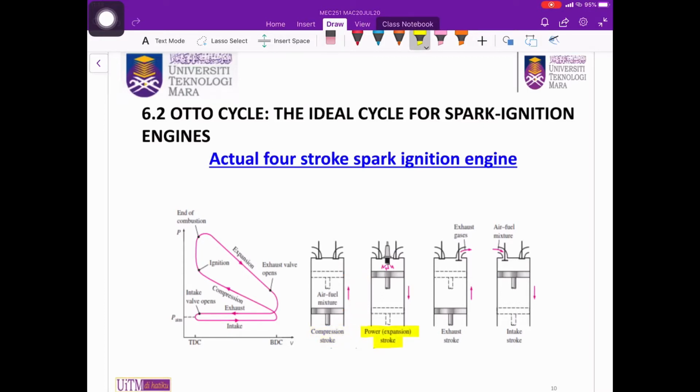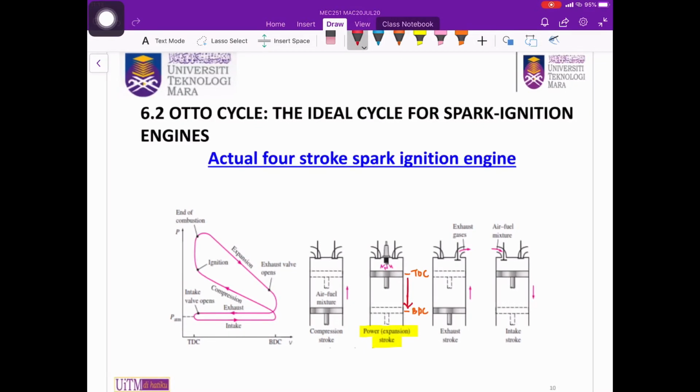Power stroke, or expansion stroke. As the piston reaches the top dead center, the spark plug will fire, igniting the compressed fuel-air mixture. The air-fuel mixture will burn in a nearly constant volume manner. The gas will then expand, pushing the piston downwards. At this stroke, both intake and exhaust valves are closed.